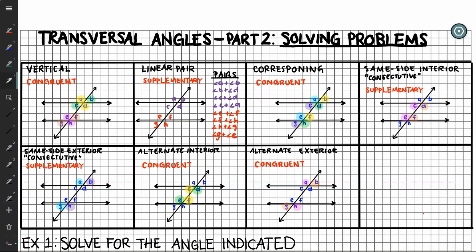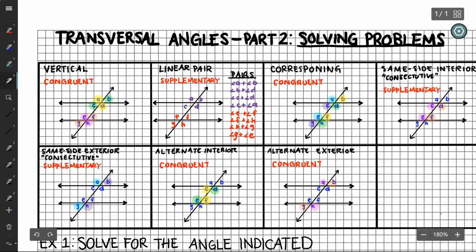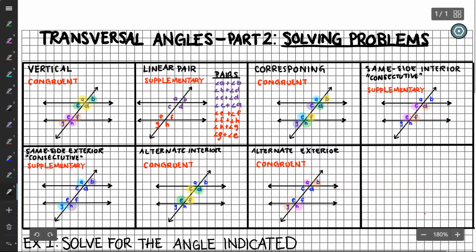Alright guys, so today we are going to continue talking about transversal angles. This is part 2 of our segment, and today we're going to talk about solving problems using transversals. So before we get started, we're going to do a really quick review over all of the angle pairs that we talked about last time. They're all in this table.